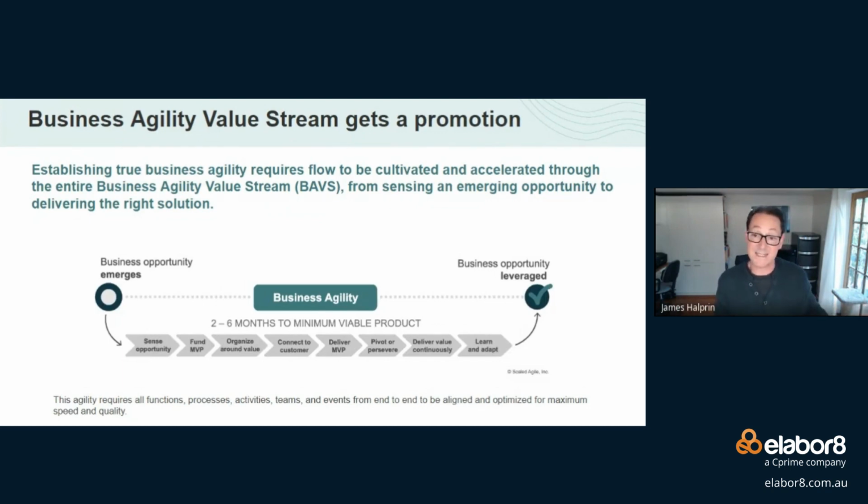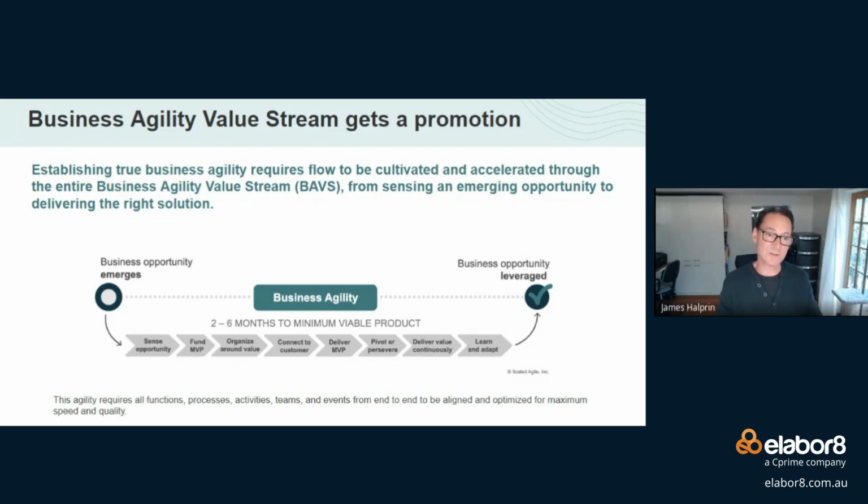So we start with sensing an opportunity in the market, and then we're going to fund some MVP. We're going to organize around the value. In other words, we're going to stand up some cross-functional agile teams, and from a SAFe perspective, some teams of agile teams. We're going to connect with the customer because that's ultimately what it's about. We've got to exceed those customer expectations. We're going to deliver that MVP. We're going to test those assumptions to make sure we're actually on the right track. And then based on the information, we're going to pivot or we're going to persevere.